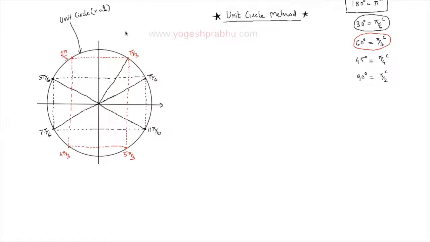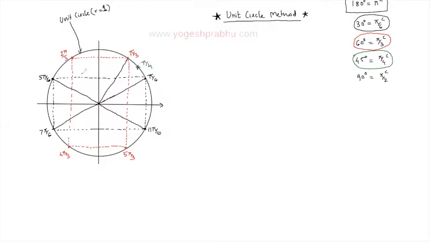Let me use a different color for this. That 45-degree angle is pi by 4. Clearly 45 degrees is going to be between 60 and 30. So this angle here is 45 degrees. Let me not draw the line. This is 45 degrees, but we will write it in radians, which is pi by 4 radians.